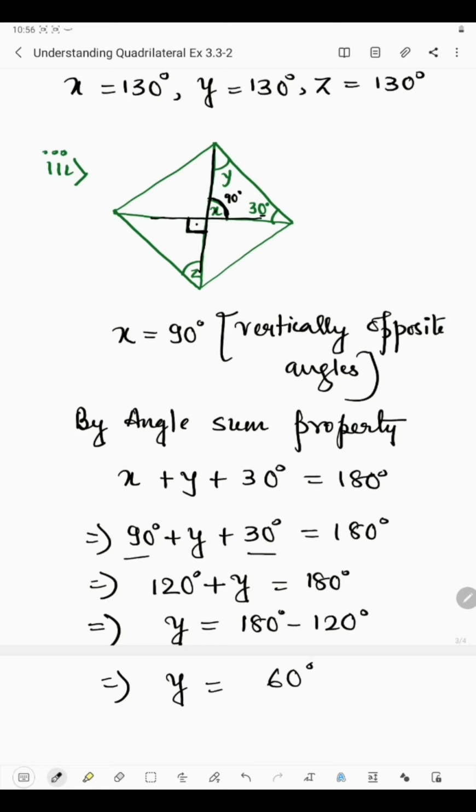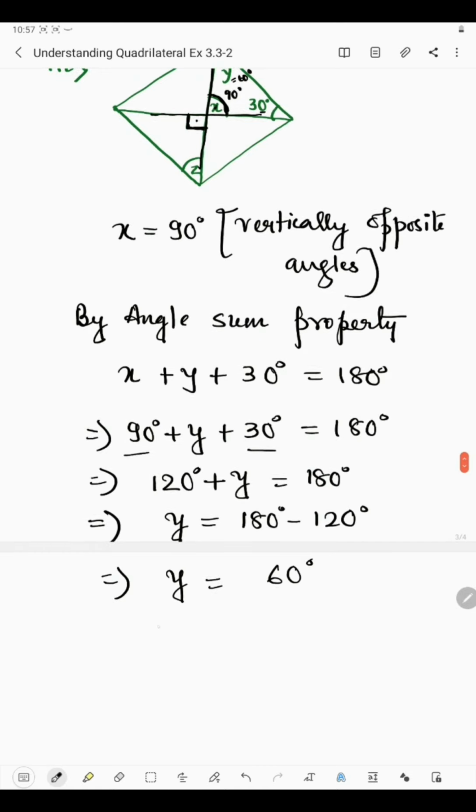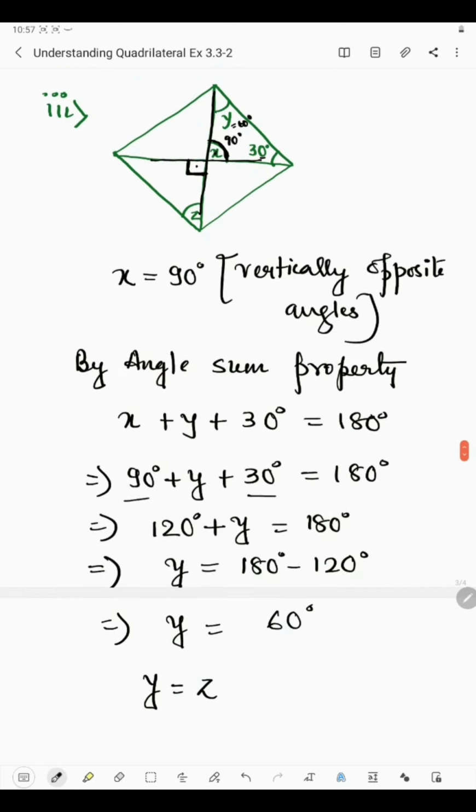So the value of Y will be 60 degree. Okay, here it will be 60 degree. Now we need to find the value of Z. Z will be equal to Y. Okay, here angle Y and angle Z will be equal.